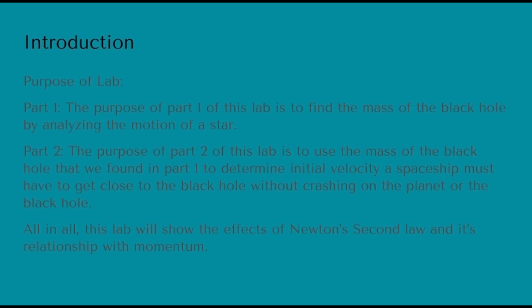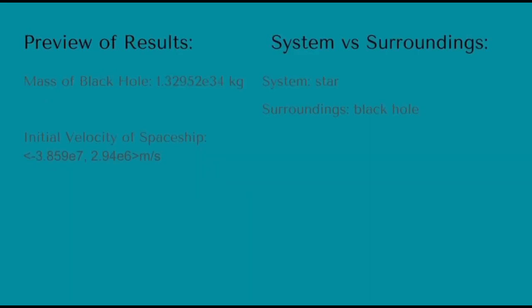The purpose of Part 1 of this lab is to find the mass of the black hole by analyzing the motion of a star. The purpose of Part 2 in this lab is to use the mass of the black hole that we found in Part 1 to determine the initial velocity a spaceship must have to get close to the black hole without crashing on the planet or the black hole. All in all, this lab will show the effects of Newton's second law and its relationship with momentum.